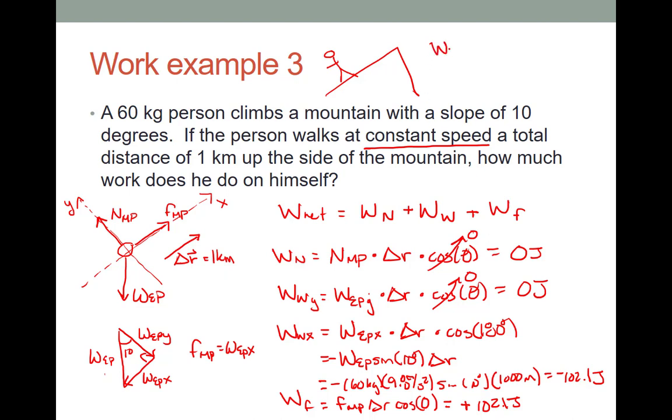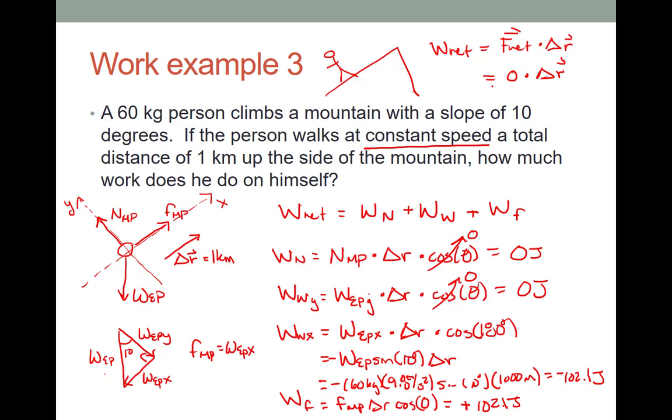And as I might have expected, if we think about the net work done, that would be the net force times delta r. Since speed is constant, net force is 0, and therefore we should expect the net work to be 0.